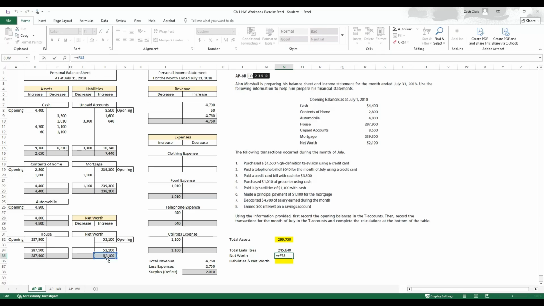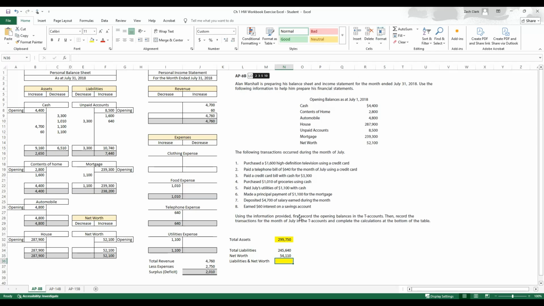When we talk about net worth, this is basically our opening balance. So let me link to opening here, because net worth is a little different as opposed to just taking the ending balance of assets and liabilities. For net worth, we want to take the beginning balance plus the surplus, or if it was a deficit, it would be minus that deficit. So our net worth has increased during this month by $2,010, ending us with $54,110.